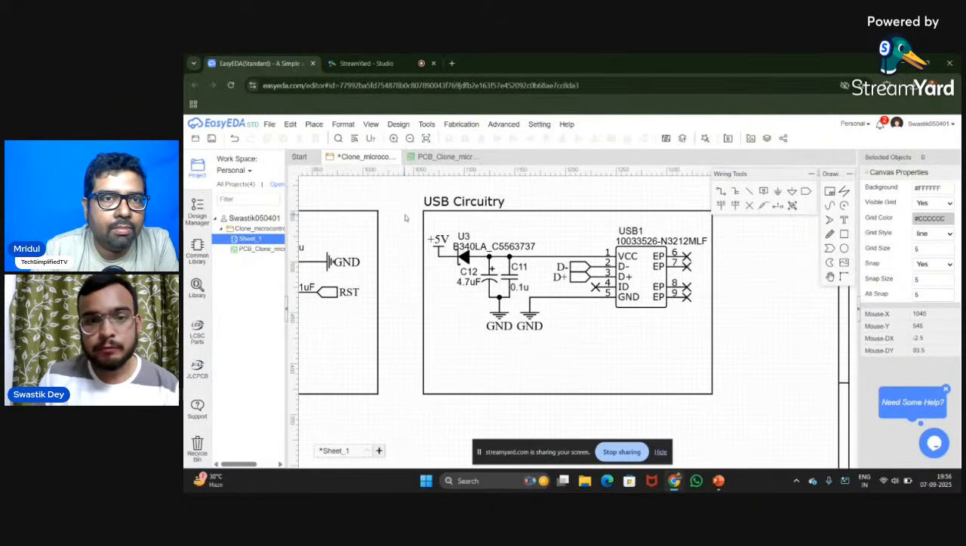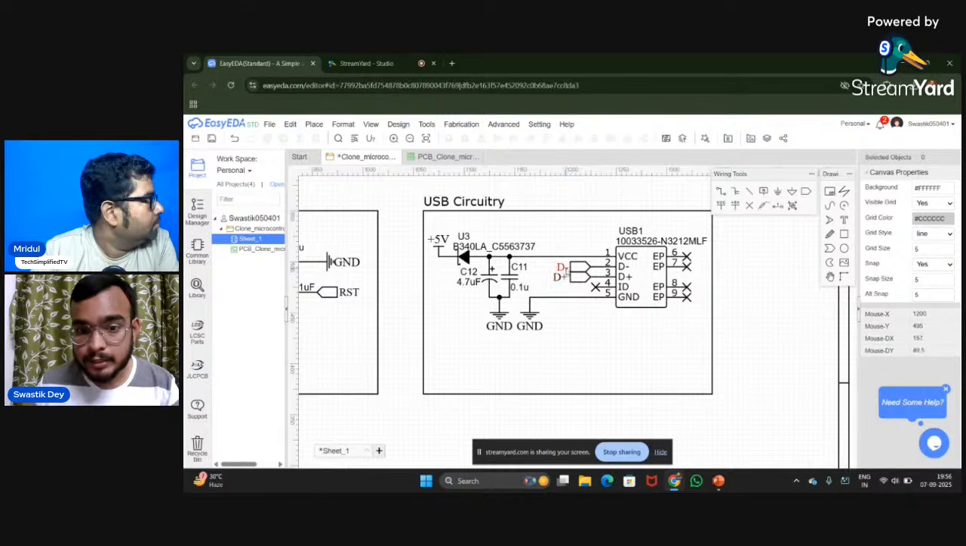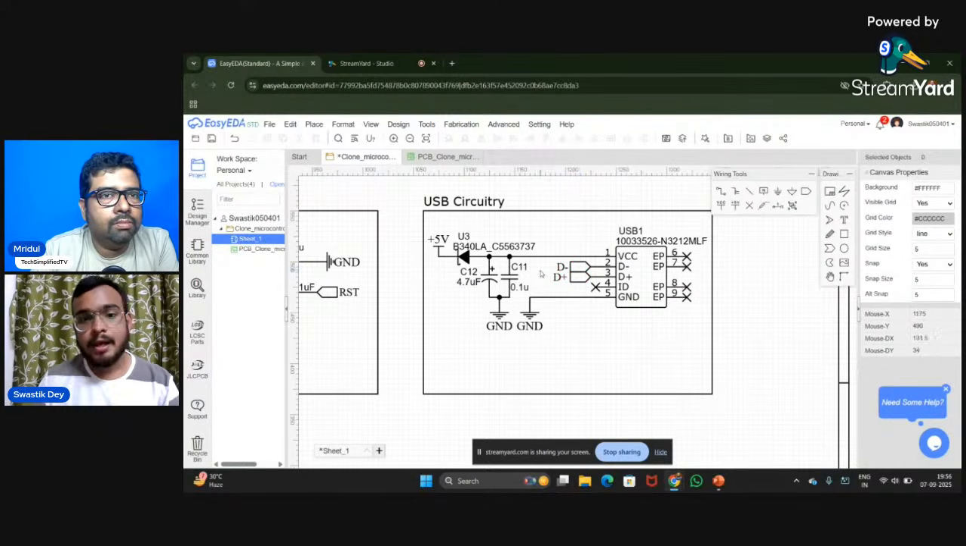So let's start with this USB circuitry. We can see that we have a diode present over here, followed by some capacitors. These capacitors basically help in removing the DC noise. And just like I said, this USB has two pins for power and two pins for data. So we have the data minus and data plus pins for the serial communication of the data, and we have the power pins, one for power and one for the ground.